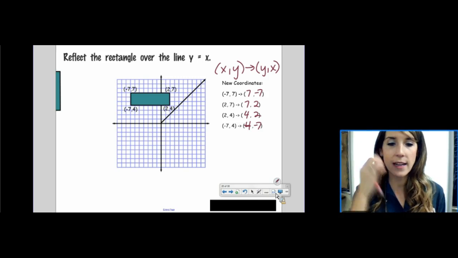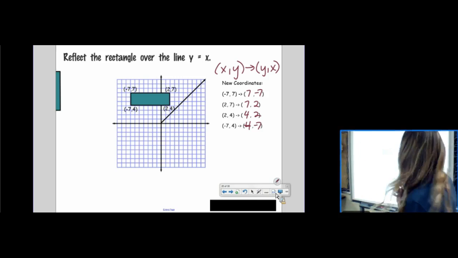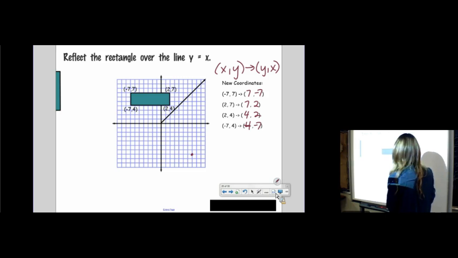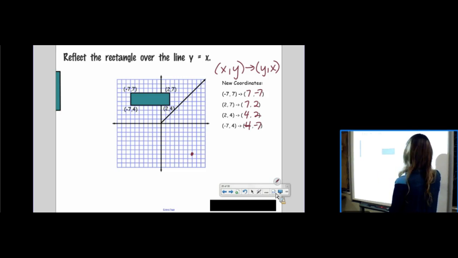Okay, so now we can plot it just to give us an idea of what that new rectangle is going to look like. So 1, 2, 3, 4, 5, 6, 7. Oh, we don't even have labels, so I don't have to label it. That's awesome news. 7, 2, 4, 2.